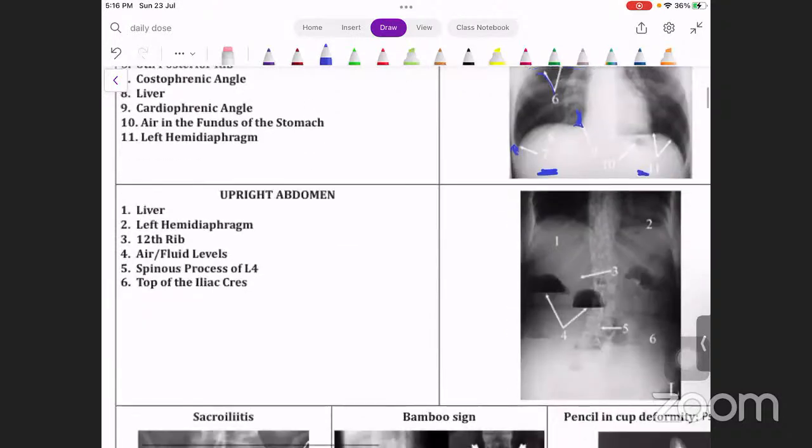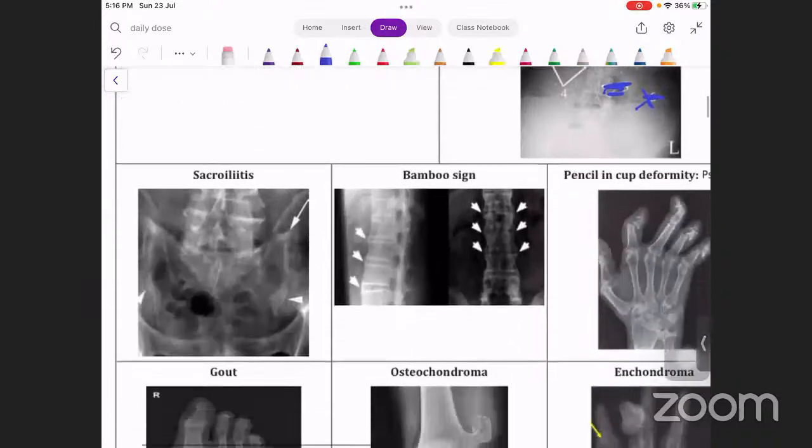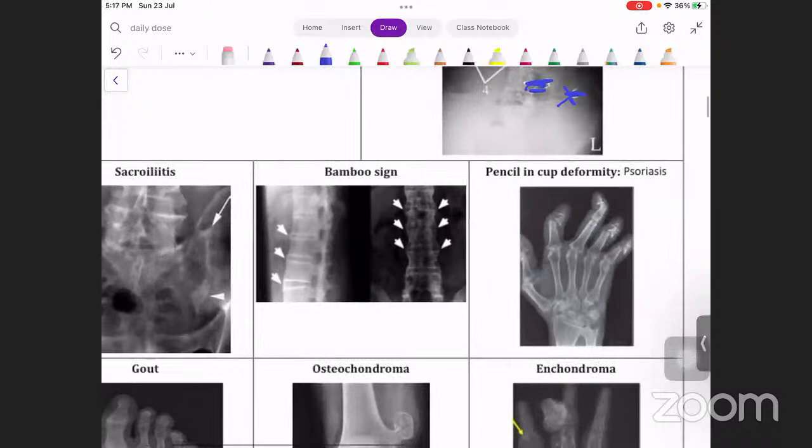Apart from that, you see here the upright abdomen. Here is the liver, and here is a hemidiaphragm, and here is a 12th rib you may see, and here are air or fluid levels, and this is a spinous process of your L4 and the top of your iliac crest. So these are the important signs in the radiology.